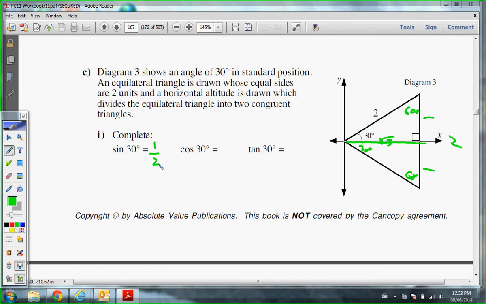Cosine of 30 is root 3 over 2. And tangent of 30 is 1 over root 3, which we are going to go ahead and rationalize, making it root 3 over 3. We never want radicals in the bottoms for this or anything. Okay, and that's going to help us fill out our charts.